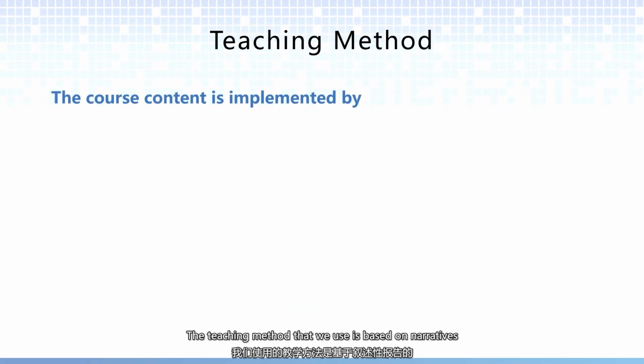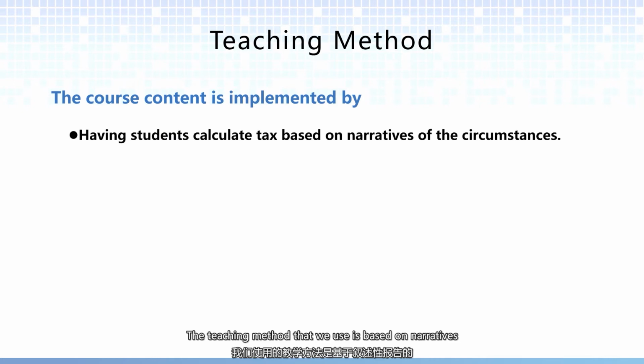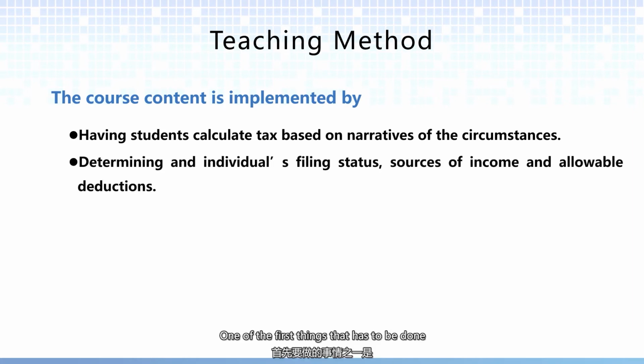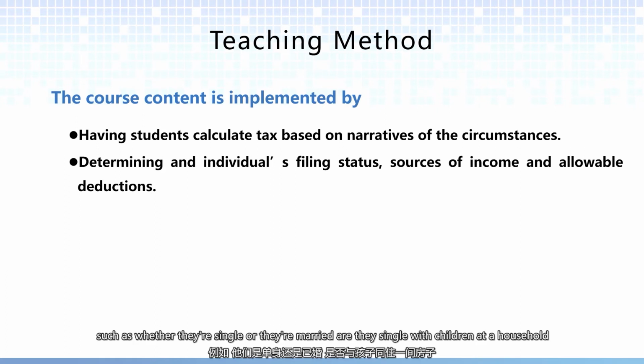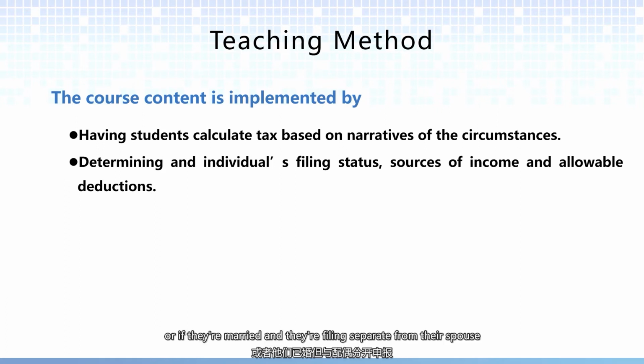The teaching method that we use is based on narratives, and the students read the narratives and calculate the income tax based upon the circumstances that they read there. One of the first things that has to be done is we determine the individual's filing status, such as whether they're single or married, or single with children as a head of household, or if they're married and filing separate from their spouse. All these have an impact on the tax rates and some of the tax benefits and deductions that are available to the individuals.